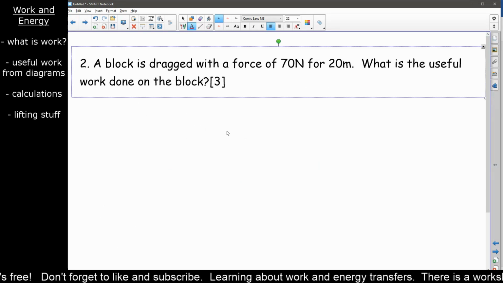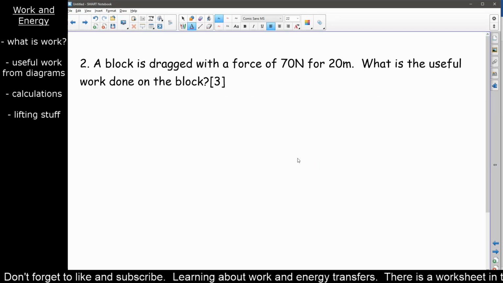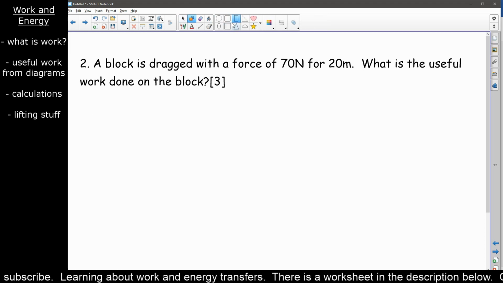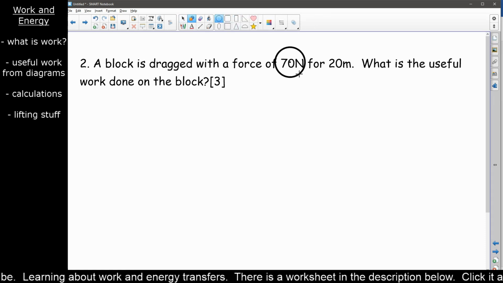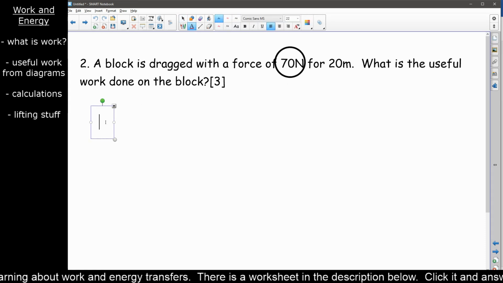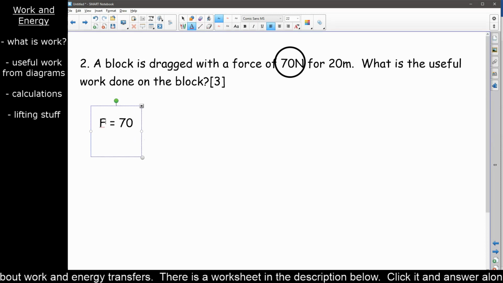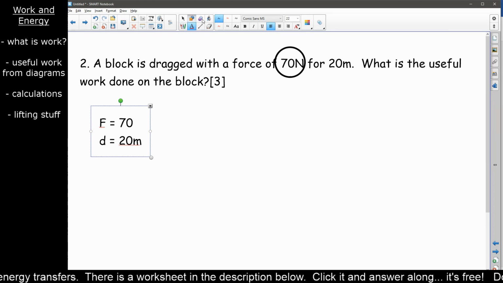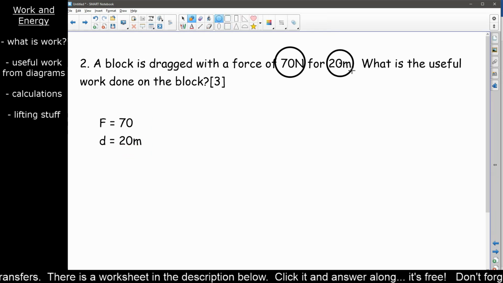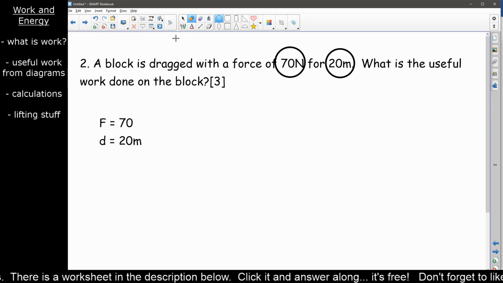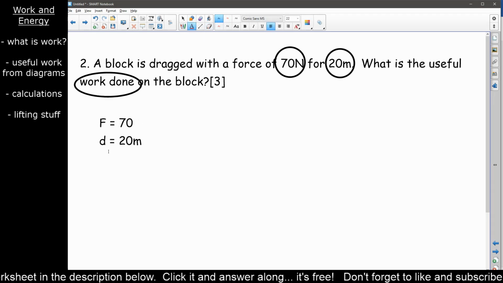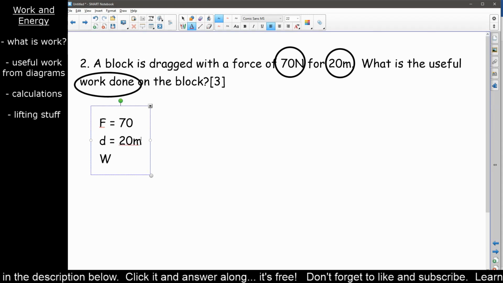Question 2. A block is dragged with a force of 70 newtons for 20 meters. What is the useful work done on the block? Okay, so this is your straightforward, you've got things in a question, let's put them together. So first number we have here is 70 newtons. So F is 70. We have a distance of 20 meters. And I always put the meters in just to remind myself that we're okay for our unit. So that's there. And then what is the useful work done on the block? So we're looking to find what is the work done. So we go to work done.